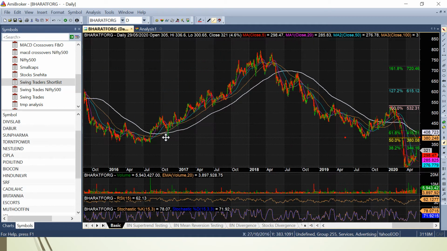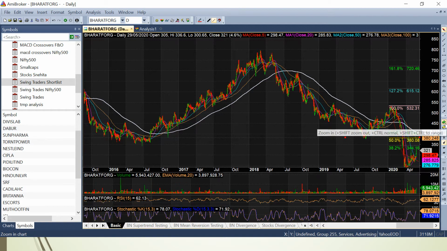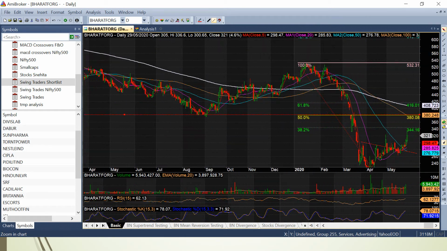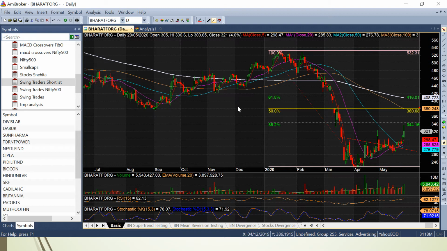Which happens to be a bottom earlier also. So this is a good horizontal level anyway, I would have identified, and it is overlapping with my 50% Fibonacci level. So I would respect these levels a lot, right?